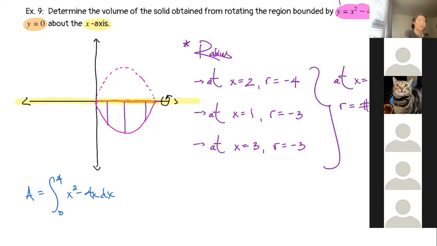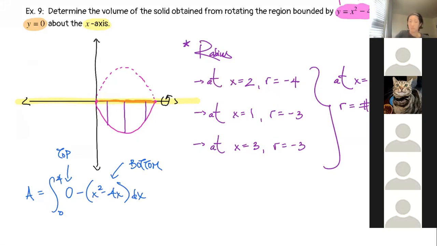Why is that not quite correct? Oh, top function minus bottom function. Okay, so if we were to do top function minus bottom function, we would need 0 minus that. Right? Top function minus the bottom function. So to be accurate, I would need to do 0 minus (x squared minus 4x). Okay. So that we have our top function, we have our bottom function.